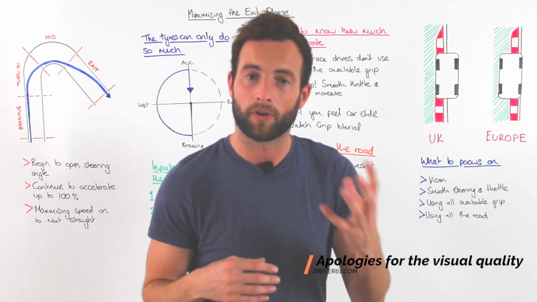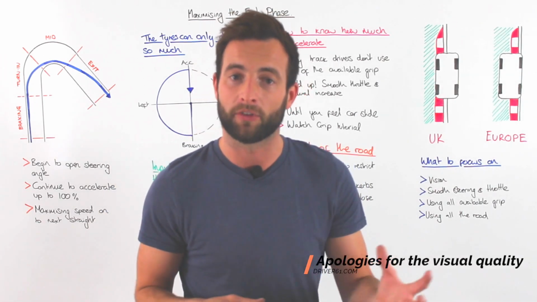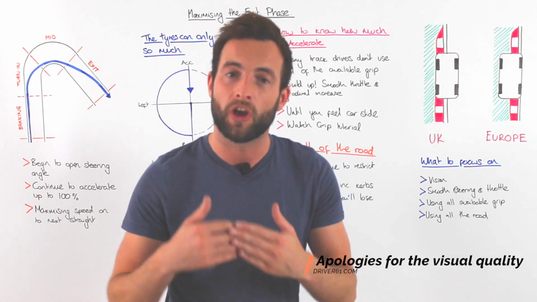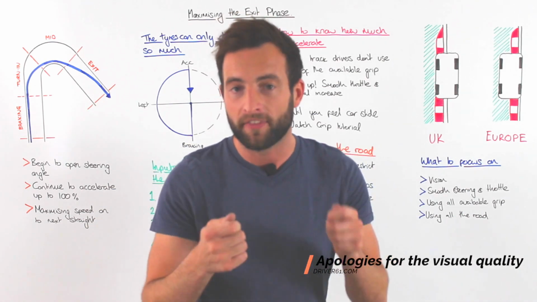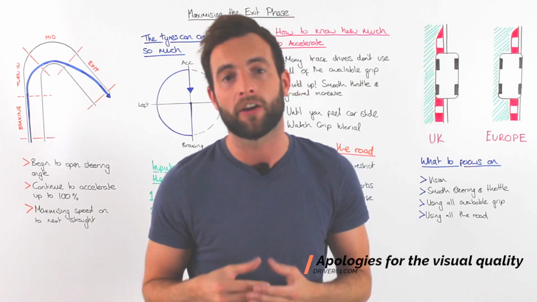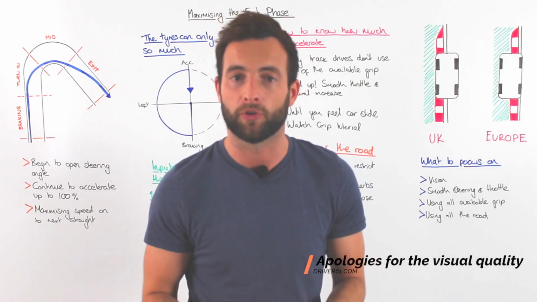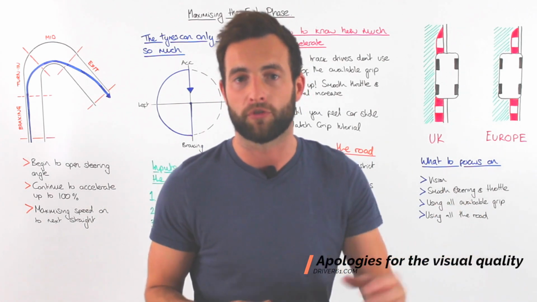And finally, one of the most simple things that we should concentrate on is using all of the road on the exit. As I just mentioned, if you're not using all the road, then you're restricting the corner and you simply can't carry as much speed through the corner as you could if you're using all of the track.